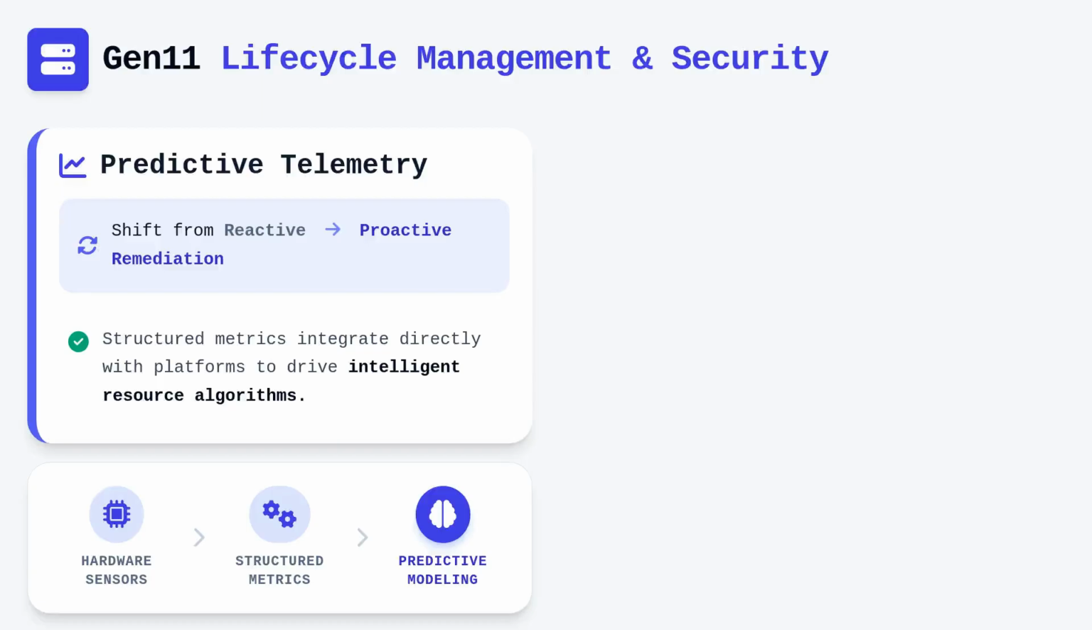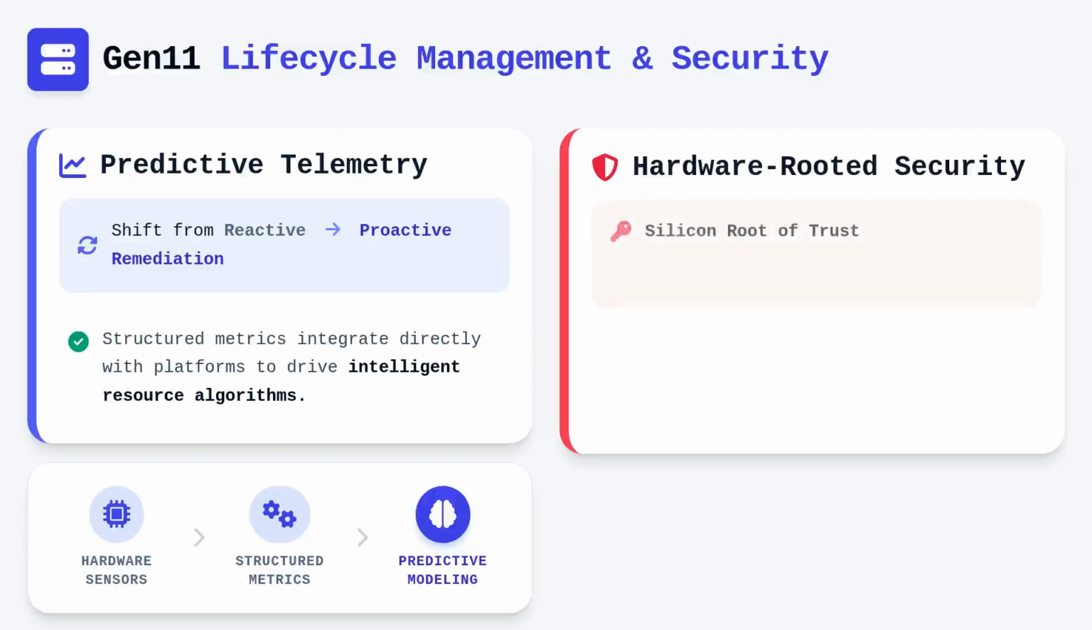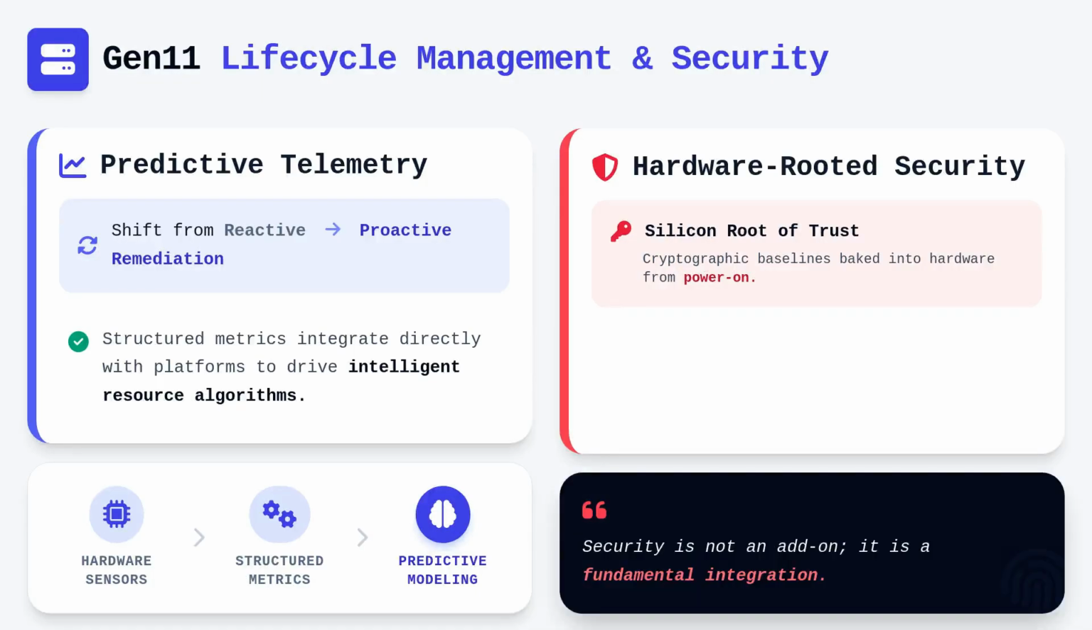Understanding how these servers handle state information is critical, especially when you consider that cryptographic baselines, such as the silicon root of trust, are baked into the hardware logic from the point of power on. You need to internalize the fact that security in the Gen 11 ecosystem is not an add-on, but a fundamental integration, where firmware immutability ensures that the platform initialization remains untampered throughout the server lifecycle.